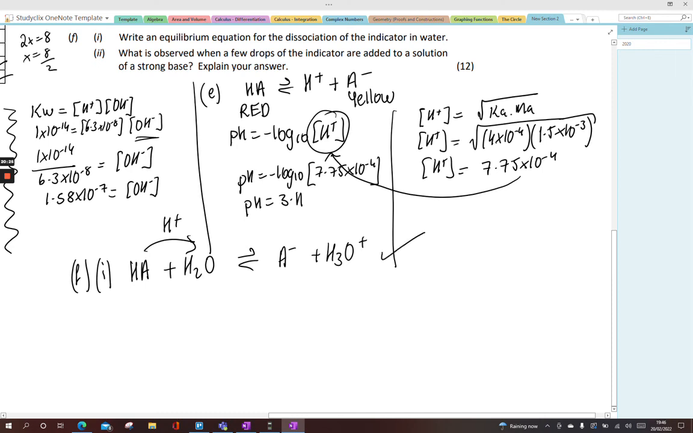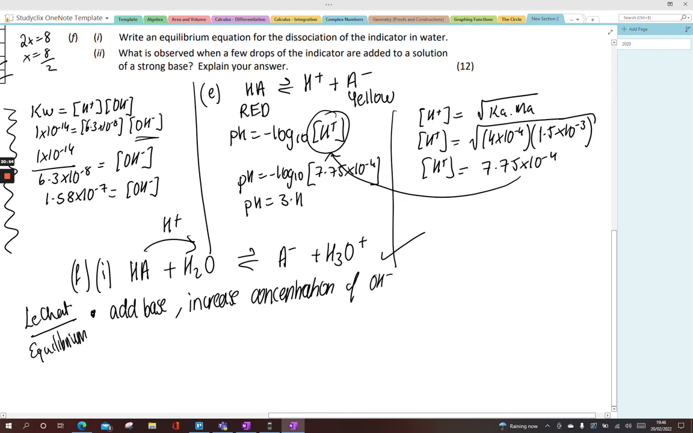What is observed when a few drops of the indicator are added to the solution of a strong base? Now, if we add a base, this brings in Le Chatelier from your equilibrium chapter. So if we add in a base, we increase the concentration of our hydroxide ions. Another way of saying that, in terms of the acid, is we decrease the concentration of hydrogen ions.